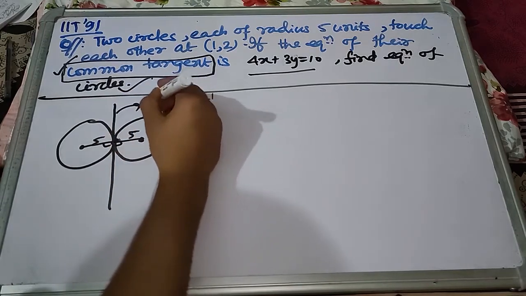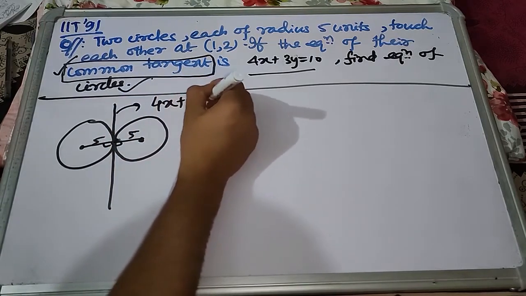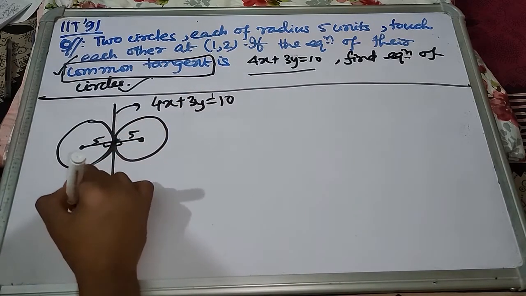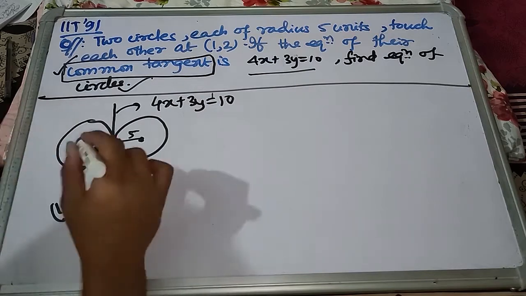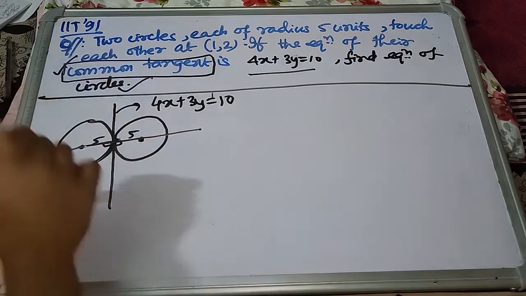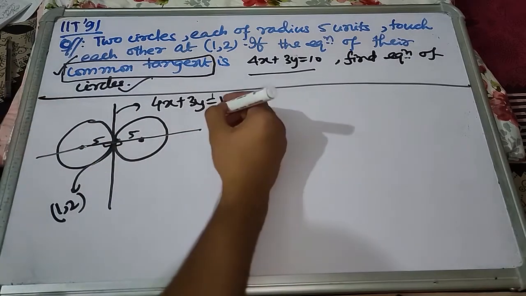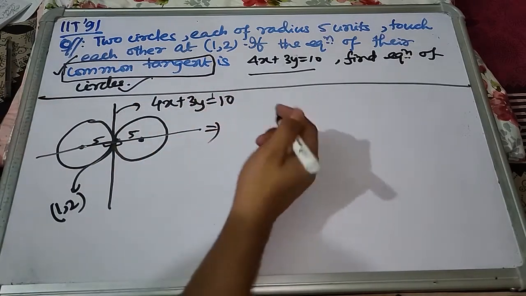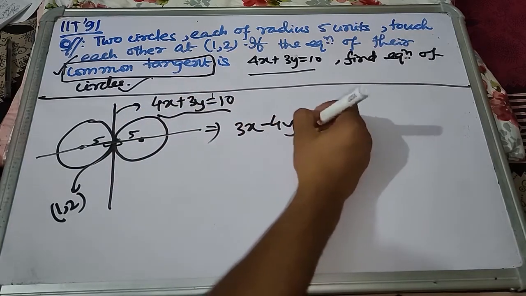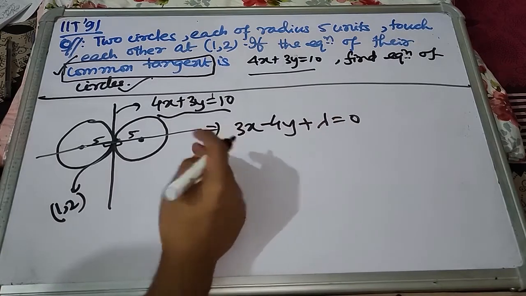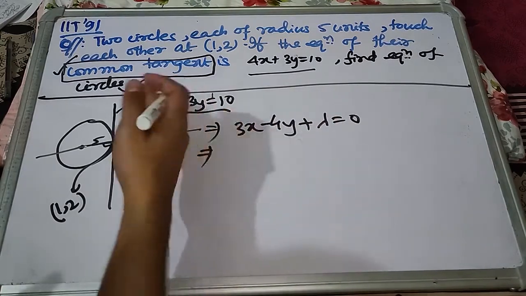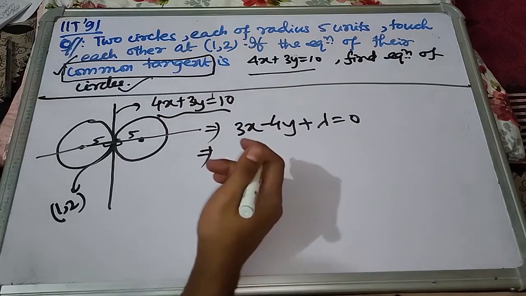You have been given this equation 4x plus 3y equals 10, and the point of contact, which is (1, 2). Can you find the equation of the line perpendicular to that tangent and passing through (1, 2)? Of course we can, easily. As it is perpendicular, we directly write, by exchanging the coefficients, 3x minus 4y plus lambda equals 0. This is the line perpendicular to this. Exchange the coefficients, change the sign.